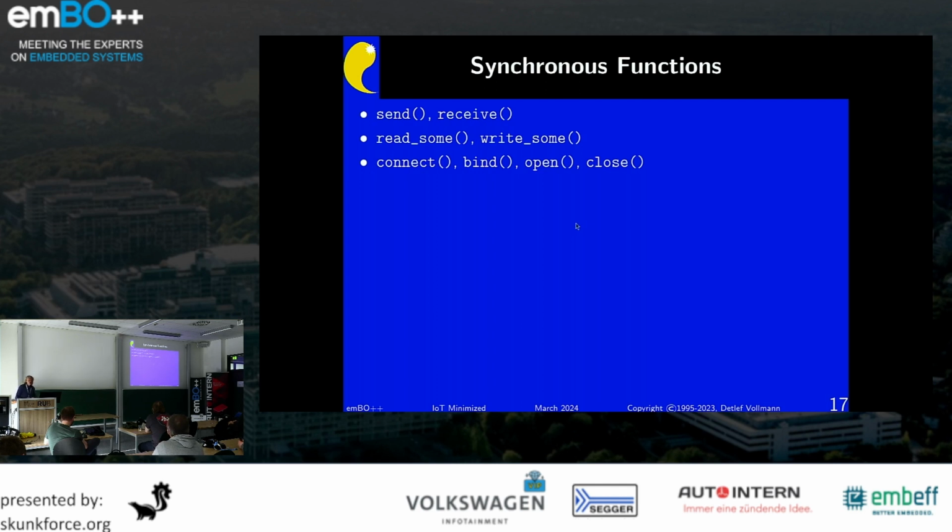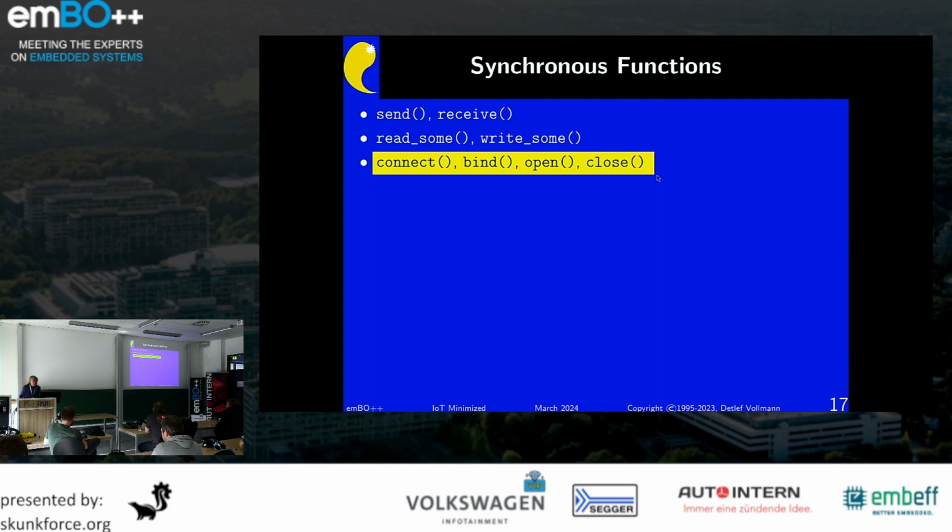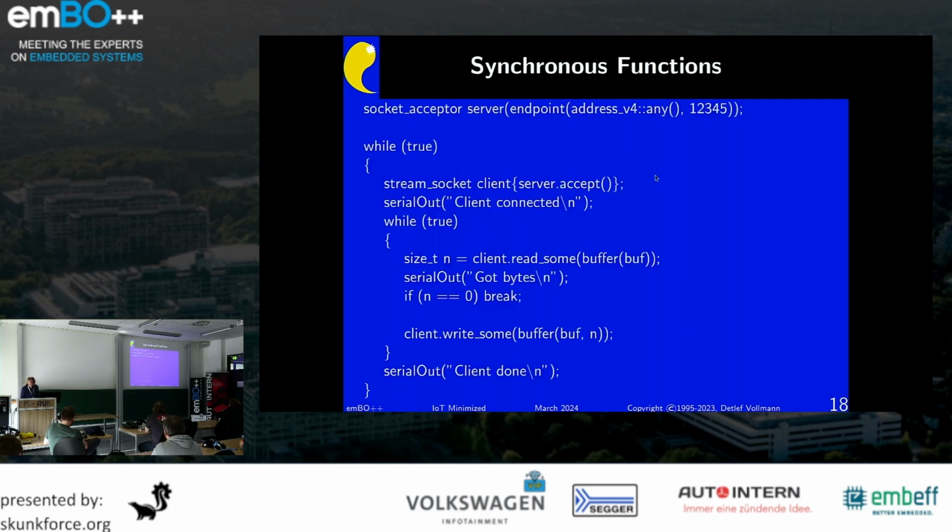And then we have the synchronous functions, the blocking functions. Send and receive are the networking variants, so you can actually give some networking flags with that. Read some and write some are the more generic ones, so these even work on files, for example. And then, of course, you have some management like connect, bind, open, close, and things like that. And with that, well, my basic example here is a TCP echo server. So whatever it receives, it will send back.